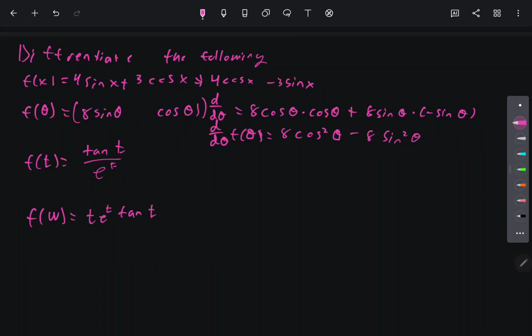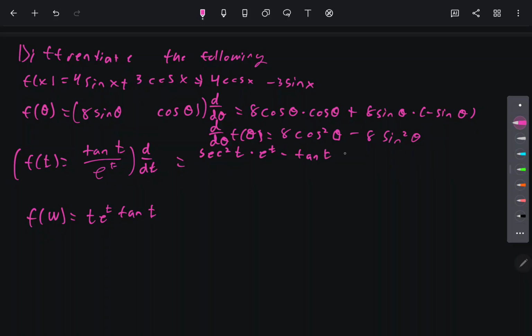For this next problem, we have f of t is tangent of t over e to the power of t. We're going to take the derivative with respect to t. So this is going to give us something along the lines of the derivative of tangent. Well, that's just secant squared of t times e to the power of t minus tangent of t. All right.